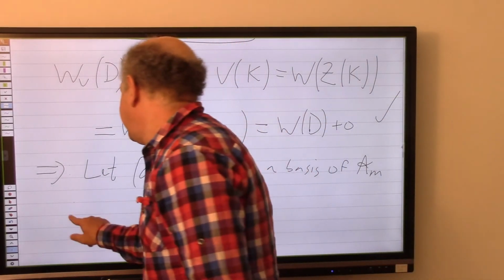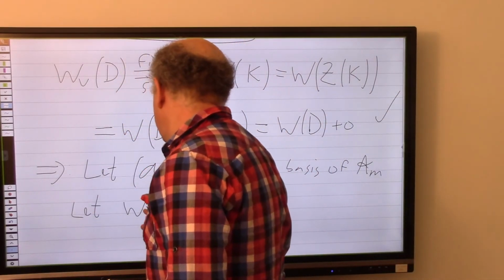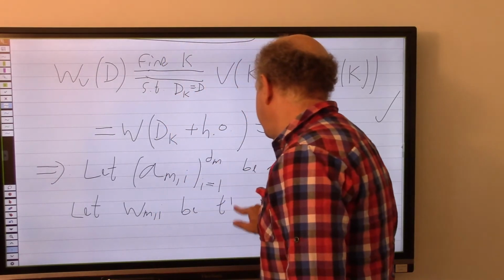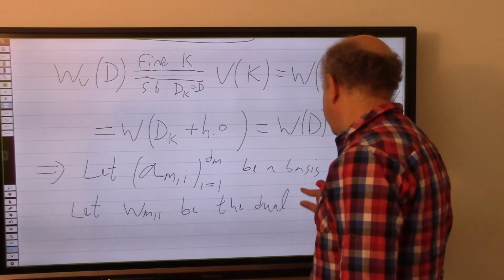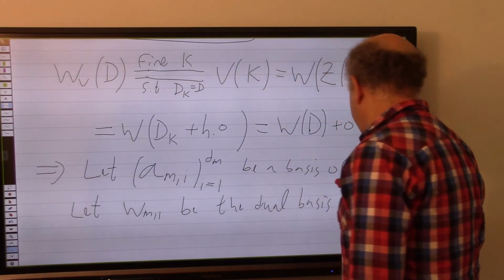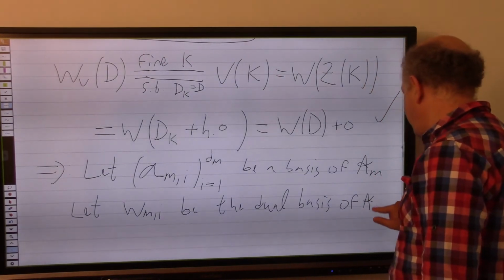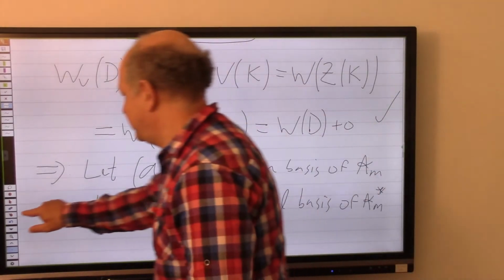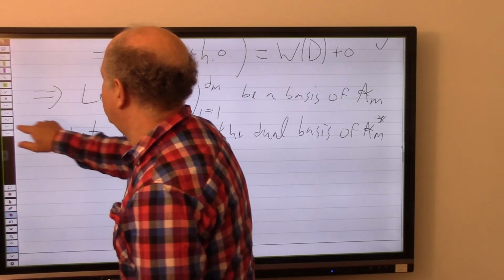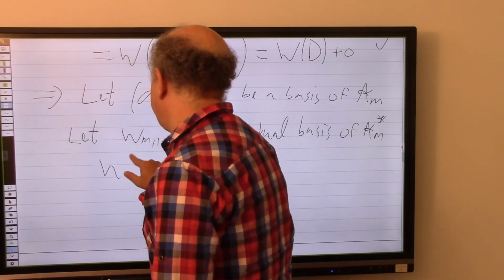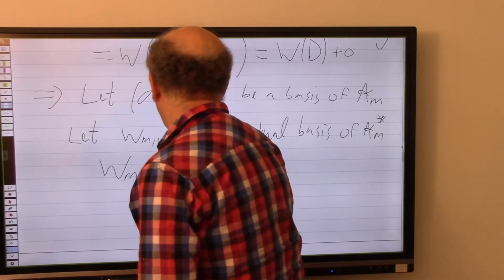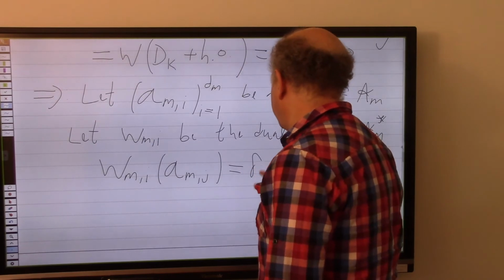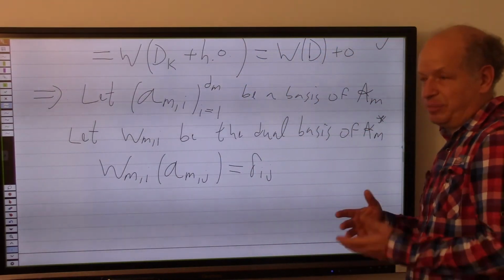Okay? Let W_mi be the dual basis, which means that it's a basis of A_m dual. But what does the word dual basis mean? It means that W_mi evaluated on A_mj is the Kronecker delta function, delta ij. That's the meaning of the dual basis.